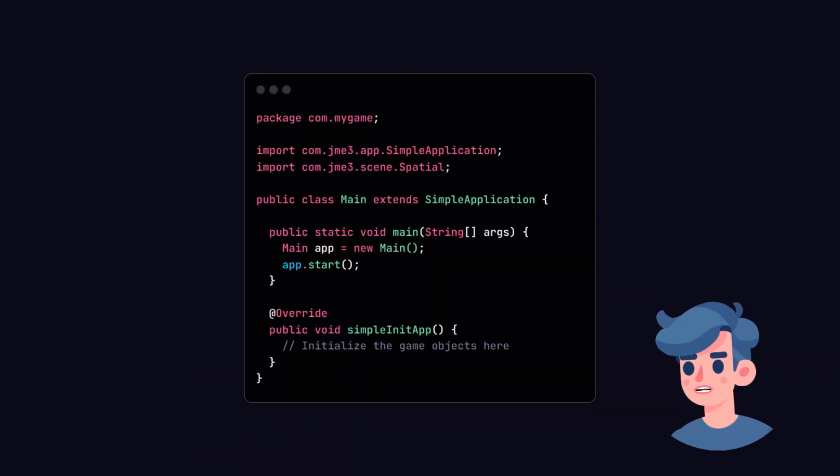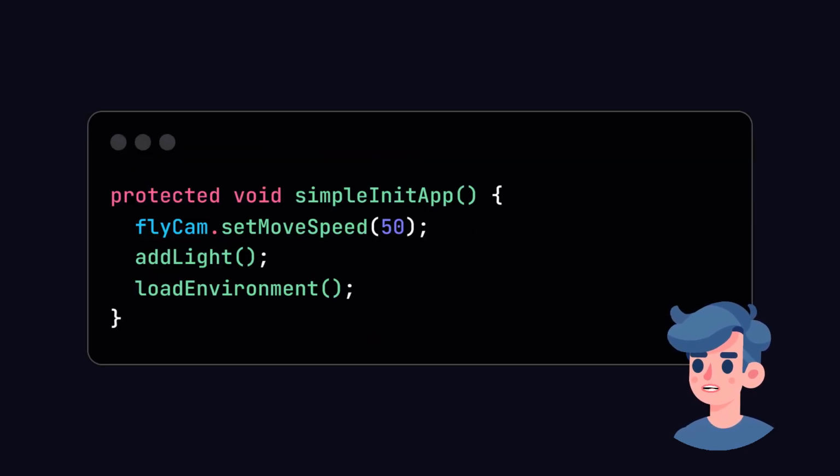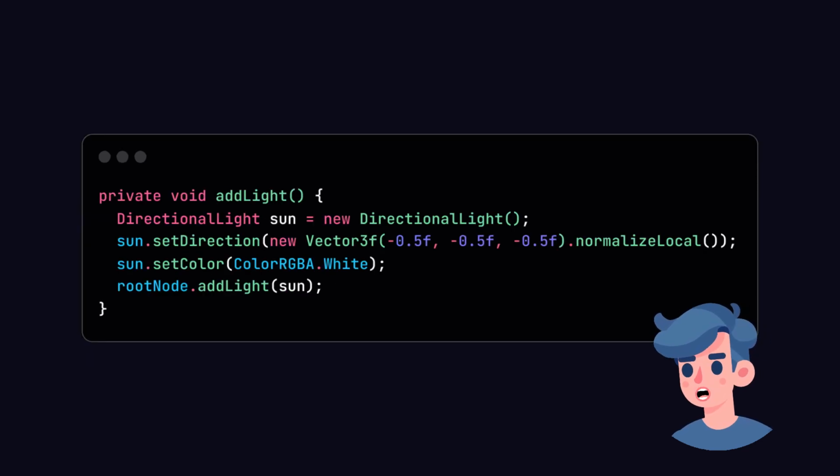Once you have created the project, let's take a look at the structure. The main class usually ends with Main. Inside this class, we will configure the settings of our game. In the simpleInitApp method, we will load our 3D environment and set up some of its properties such as camera and lighting. Let's implement a method to add some basic lighting to our scene.